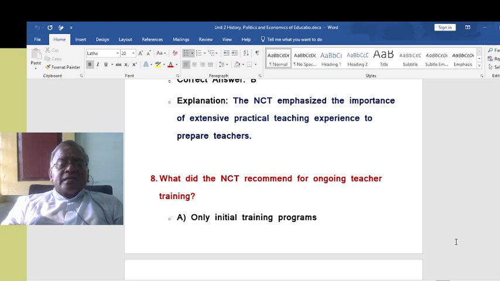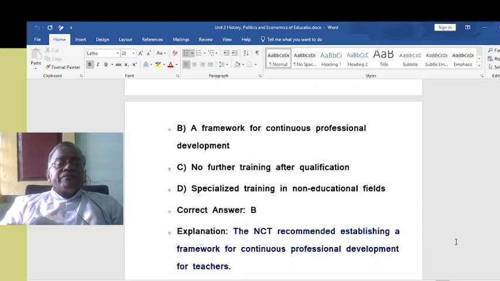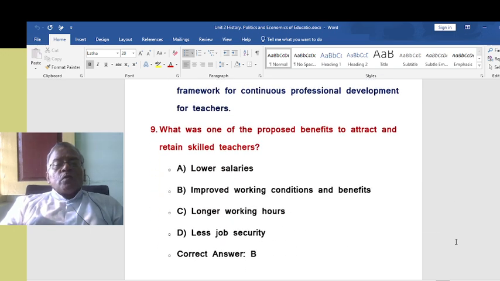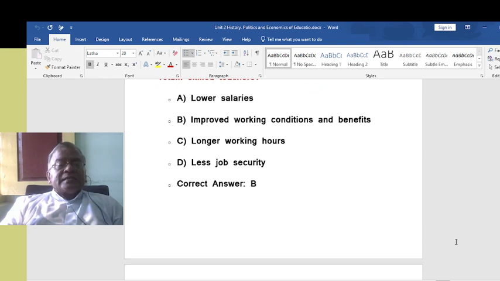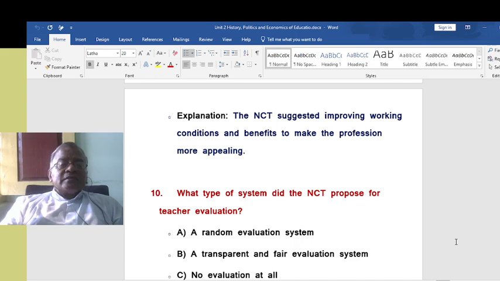What did the NCT recommend for engaging teacher training? That is, a framework for continuous professional development. The NCT recommended establishing a framework for continuous professional development for teachers. What was one of the proposed benefits to attract and retain skilled teachers? That is, improved working conditions and benefits. The NCT suggested improving working conditions and benefits to make the profession more appealing.